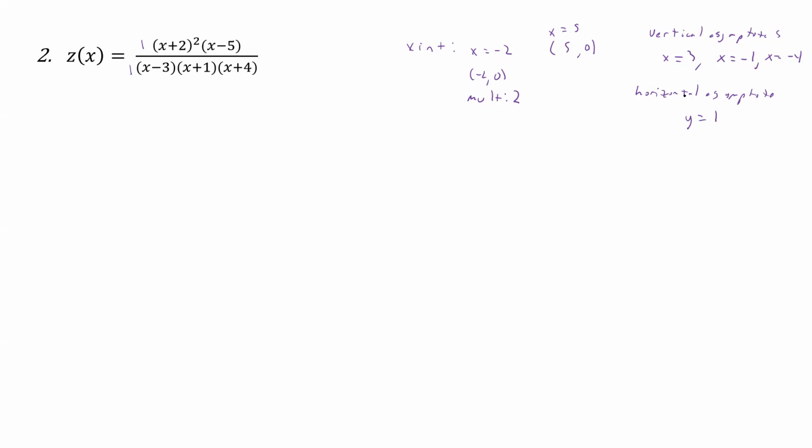Vertical asymptotes, horizontal asymptotes. We don't have the y-intercept yet, so let's get the y-intercept. And so x equals 0, so we have 0 comma something. All right, so if we plug in 0 here, that's going to give us 2 squared times negative 5 over negative 3 times 1 times 4. So 2 squared is 4 times negative 5 is negative 20, and negative 3 times 4 gives us negative 12. And so 4 will go in here, 4 will go in here, and that looks like 5 thirds. Okay. And what else do we know? I think that's about it. So let's go ahead and start drawing.